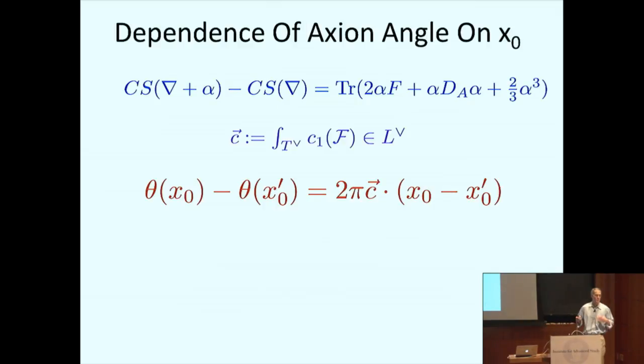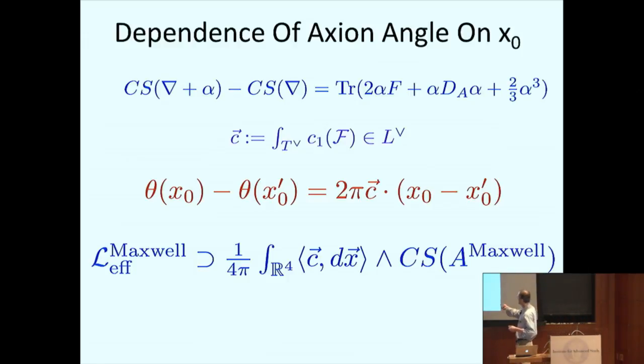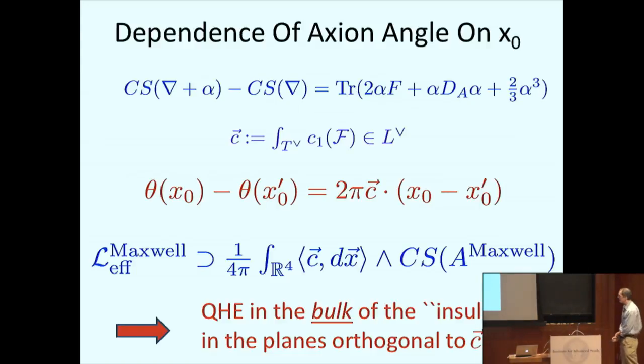Now, I was pretty confused about this for a while until I talked to Edward. And Edward told me to just interpret this as saying that theta of x is an affine linear function of x. So take it to be that and integrate by parts. Edward's advice is always good, so let's take it. And this is the effective action that you get. Now, that's a pretty interesting effective action. It means that there's a quantum Hall effect in the bulk of this so-called insulator in all the planes which are orthogonal to this reciprocal lattice vector C.